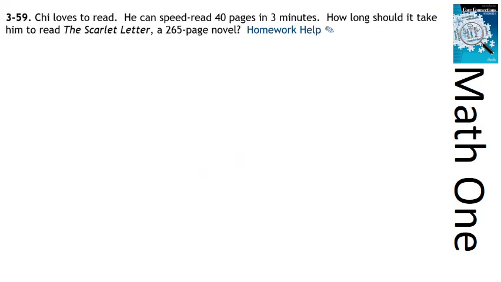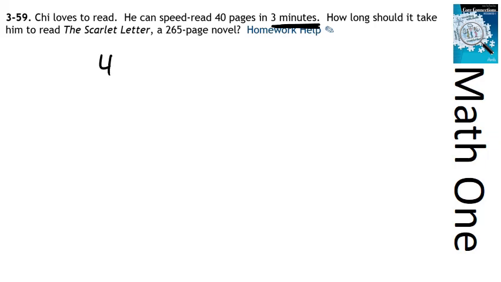Chi loves to read. He can speed read 40 pages in 3 minutes. How long should it take him to read The Scarlet Letter, which is a 625-page novel? So we're going to solve this with a proportion. Our answer will probably be expressed in minutes, and if I want, we might consider converting those minutes into hours. So let's set up our proportion.